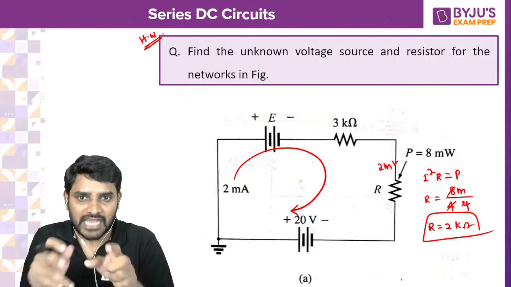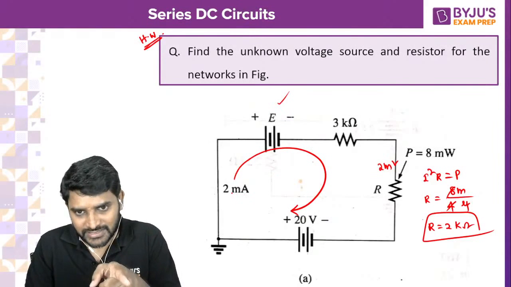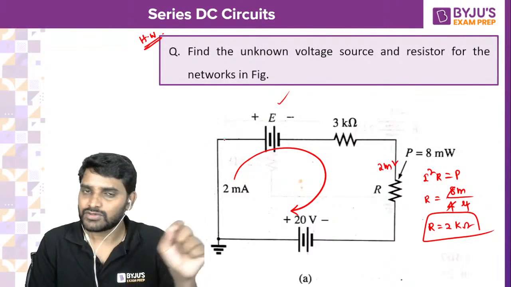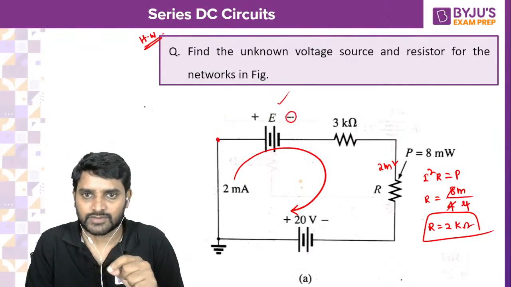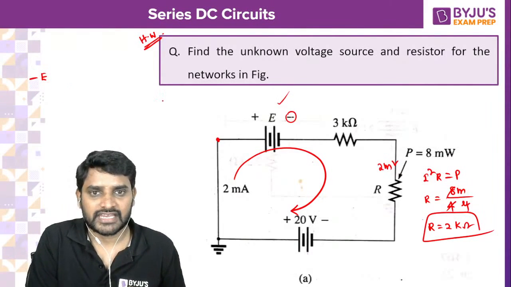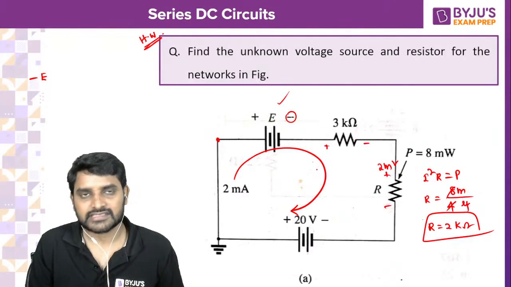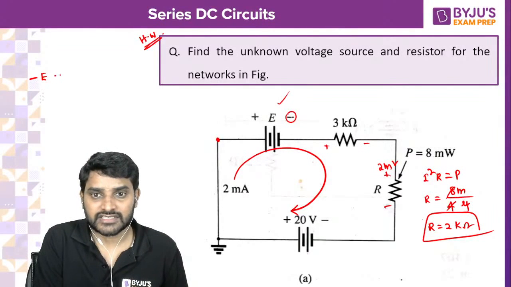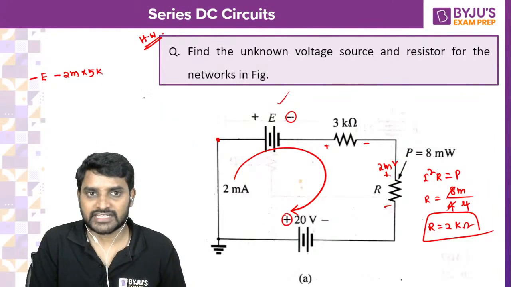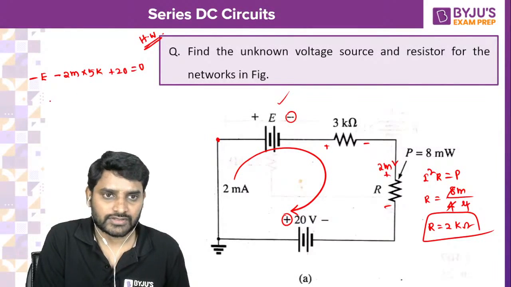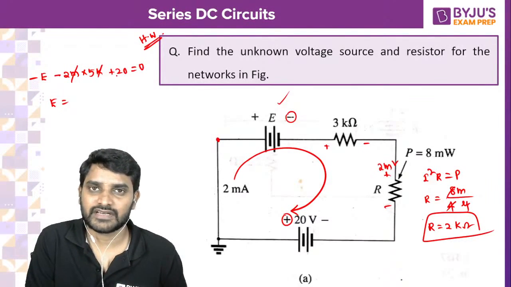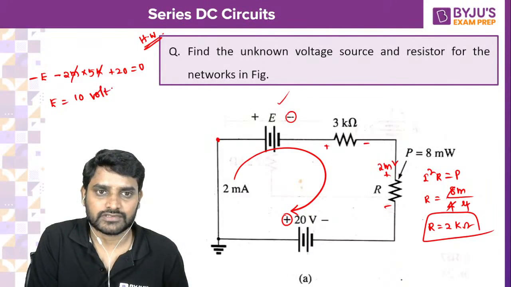Now I have got total resistance. I have to calculate E. As I am saying that current is circulating in the clockwise direction, you write KVL. I am moving from here to here. So minus E, leaving polarity. All polarities are going to be like this. Minus E, current into resistance, so that is minus 2 milli into 5 kilo. Next, what is the leaving polarity? Plus 20 is equal to 0. So E is equals to, milli and kilo get cancelled, 5 twos are 10, minus 10 plus 20, so it will be plus 10. E is equals to 10 volts.